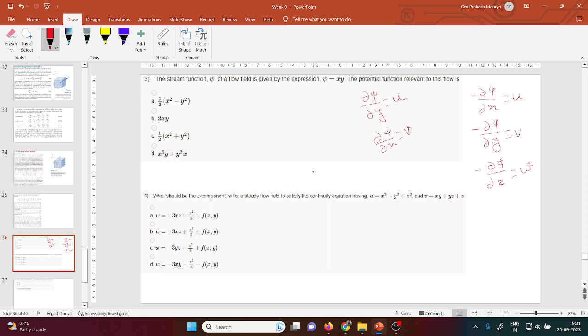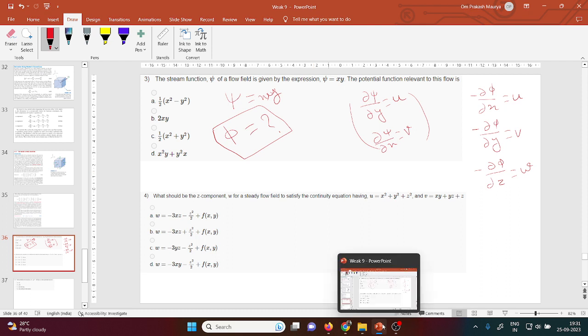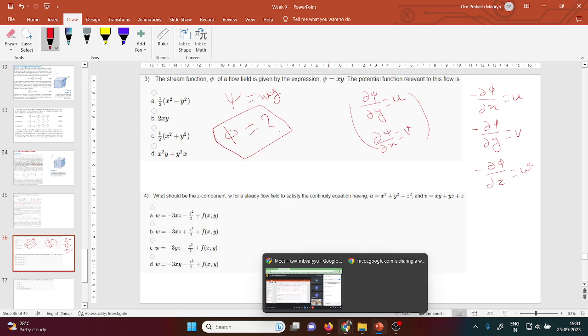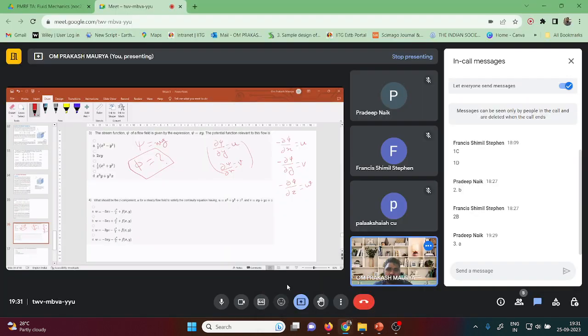So using these relations, only what is given in the equation? Xy, x into y. Now I need these things. What is the phi? So it is mathematics only. You just try.